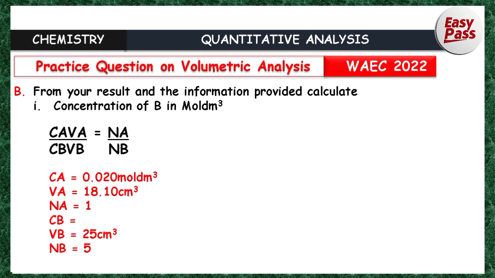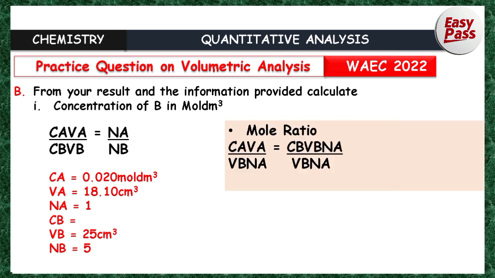Divide both sides by VB NA. Here we have VB NA. This one will cancel this. This one will cancel this. We have CB is equals to CA VA NB all over VB NA.